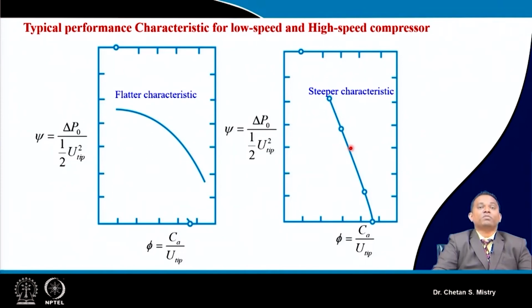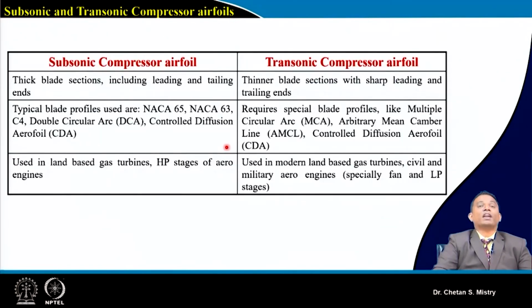So in the next few lectures we will be discussing why we have such operating characteristics. Now, when we compare our aerofoils, for subsonic aerofoils, what we learned over the past few weeks is that we will have thicker blades, with a particular shape of leading edge and trailing edge. When we discuss the transonic compressor, the blade aerofoils are thinner, with sharp leading and trailing edges.